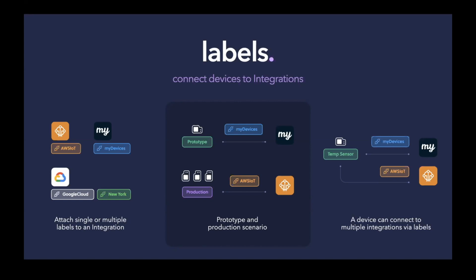Now, once you have completed that, it's just a simple procedure to swap out the label, and that prototype now becomes part of production, and you just swap out My Devices with the AWS. And just another use case, if you wanted to, you could have a device that was sending data to multiple integrations. You would just have multiple labels, but you can definitely do that.